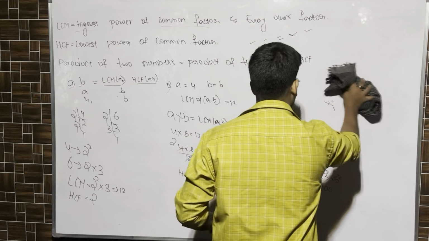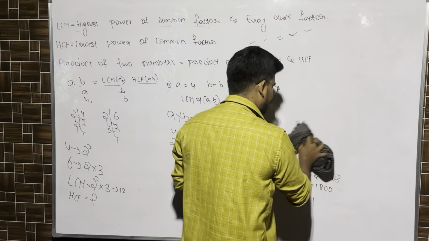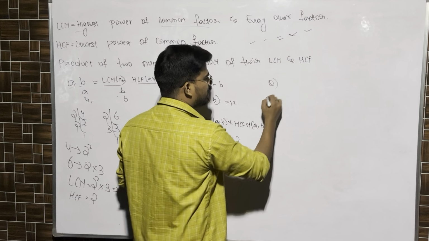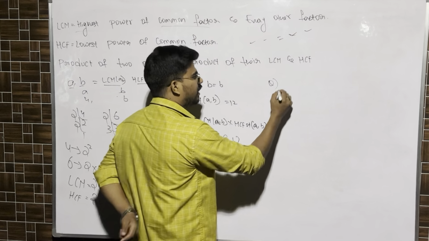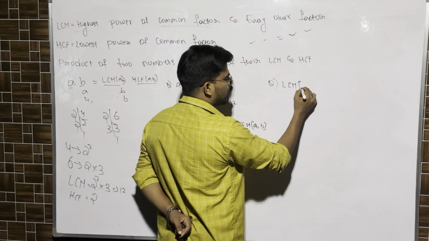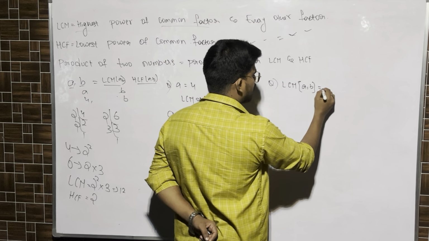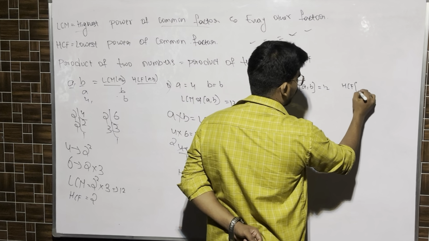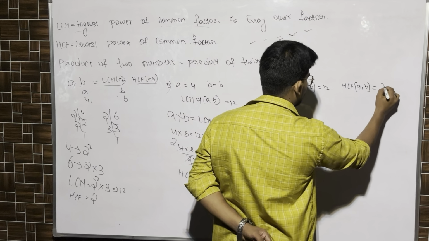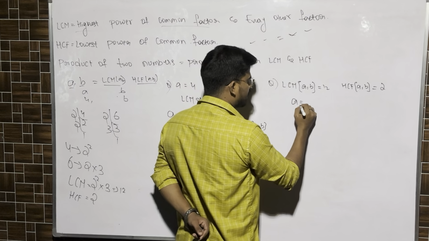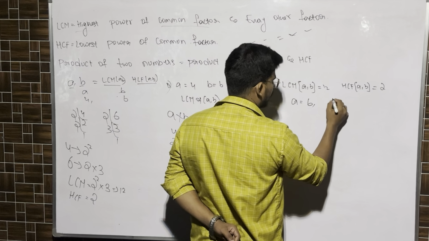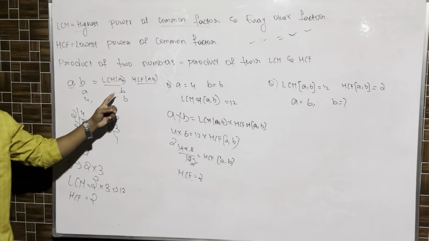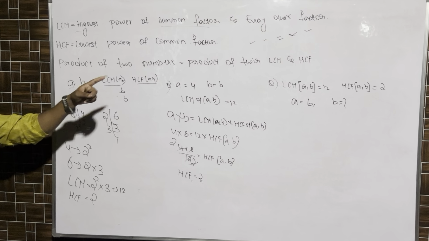Another way of asking a similar question, one I'll explain. After that we can move on to the next type of problem. For example, in the question he will give the LCM of two numbers A comma B as 12, and the HCF of two numbers A comma B as 2. One of the numbers, A, is 6. We have to find the other number B. Clear? LCM is given, HCF is given, one of the numbers is given. We have to find the other number.